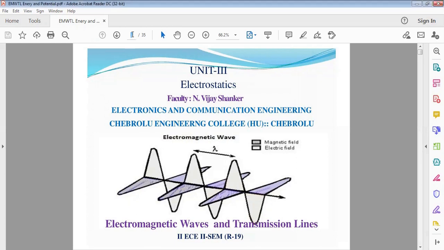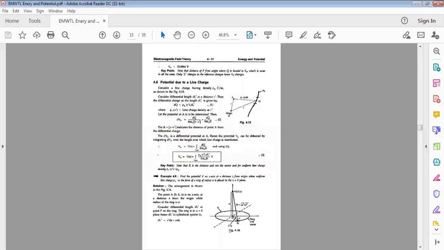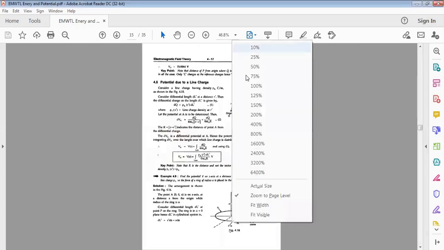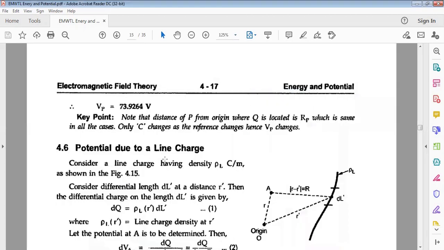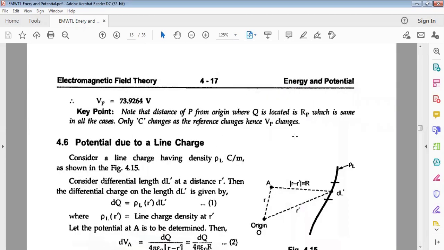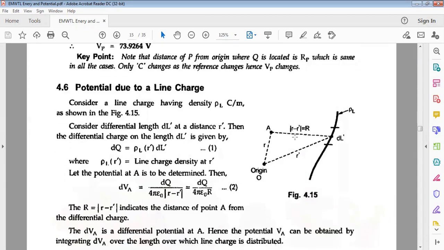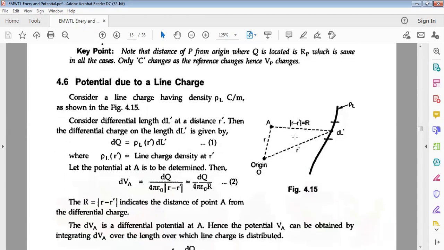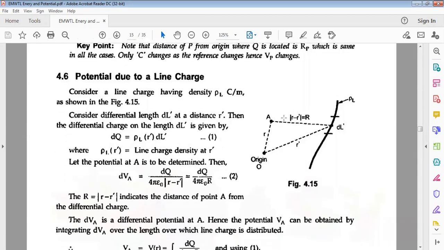Okay, my dear students. So potential due to the line charge. See, what is the potential due to the point charge? Potential due to the point charge, V is equal to Q by 4 pi epsilon naught R.